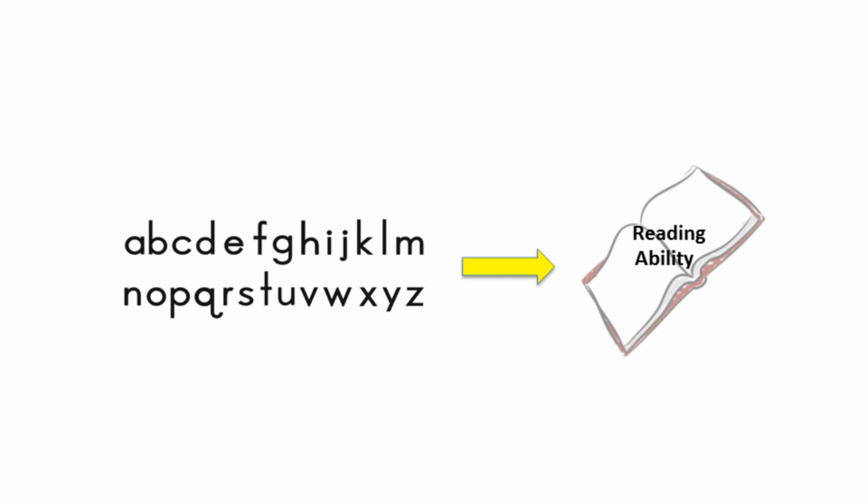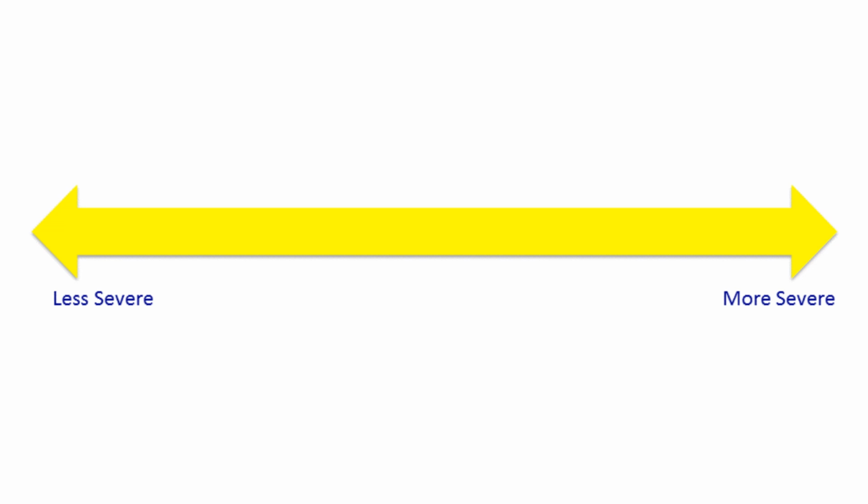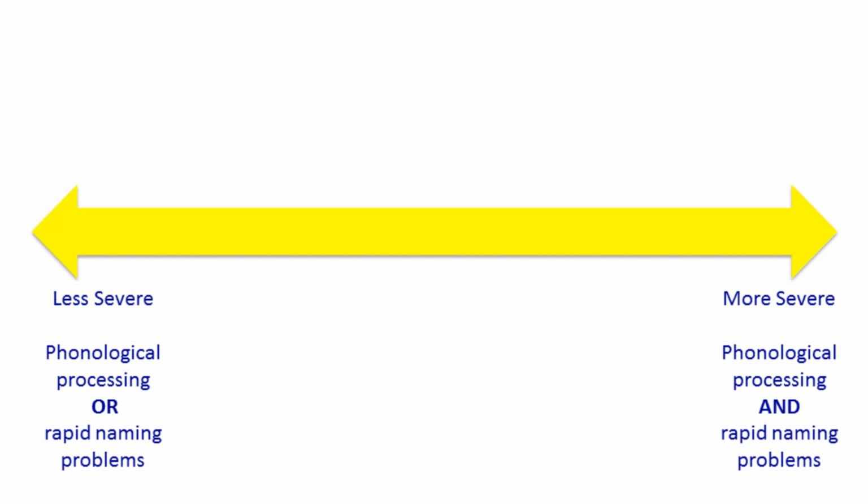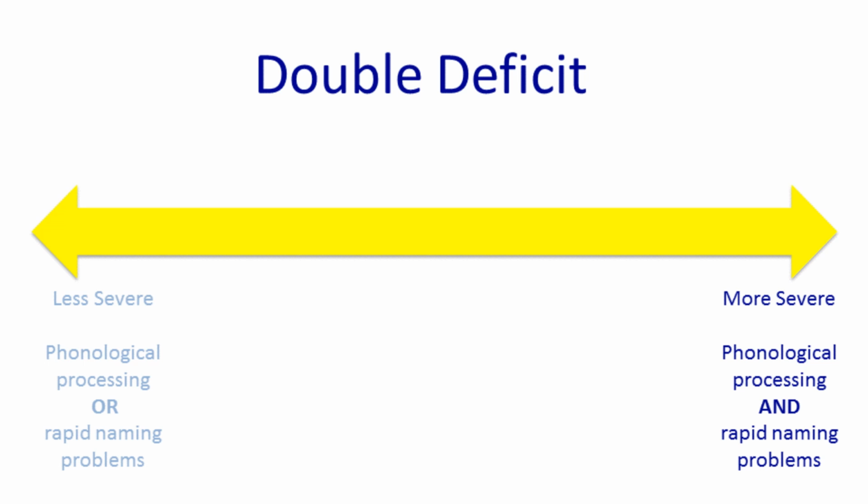Many researchers suggest that there are different degrees of reading disability and different levels of processing impairment. Less severe reading difficulties are characterized by either a phonological processing deficit or rapid naming problems, although it's important to note that very few people have only a naming speed deficit. The more severe forms of dyslexia have deficits in both phonological processing and rapid naming. This is known as a double deficit.